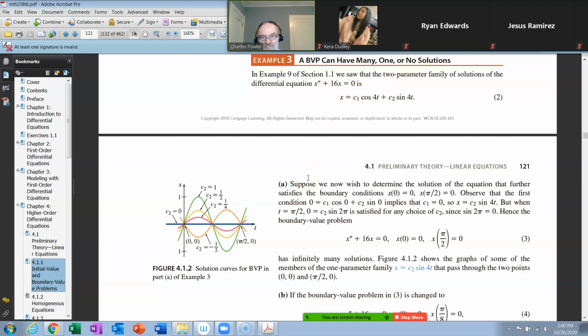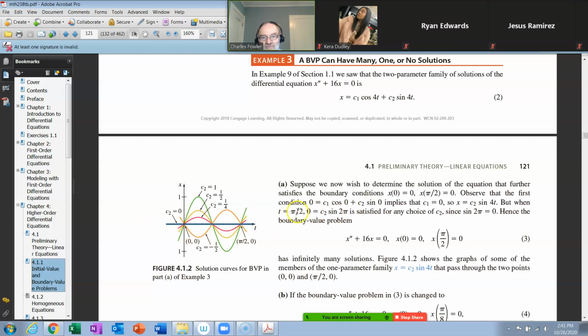Now, that's without any initial conditions, without any boundary conditions. That's just a two-parameter family of solutions. Okay. Suppose we now wish to determine the solution of the equation that further satisfies this boundary condition. Boundary condition, not initial condition. x at 0 is equal to 0. So when t is equal to 0, x is equal to 0. Right there. Okay. And when t is equal to pi halves, x is also equal to 0. So t equal pi halves, you'd be right there at 0 again.